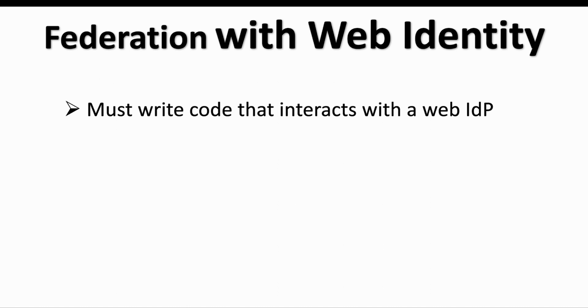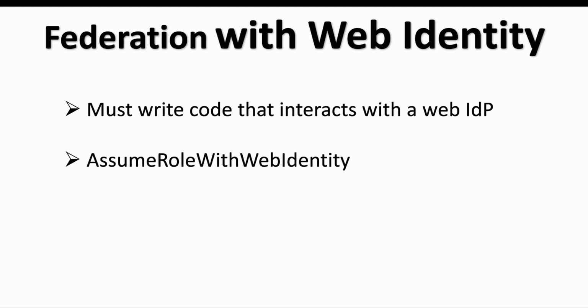The bigger challenge here is that in the case of Cognito, Cognito interacts with IDPs and all those things are already built into the AWS service Cognito itself. But in the case of web identity federation, you have to write code that communicates with the IDP and confirms the tokens are valid. And we will use an API called AssumeRoleWithWebIdentity in order to send this information to AWS.